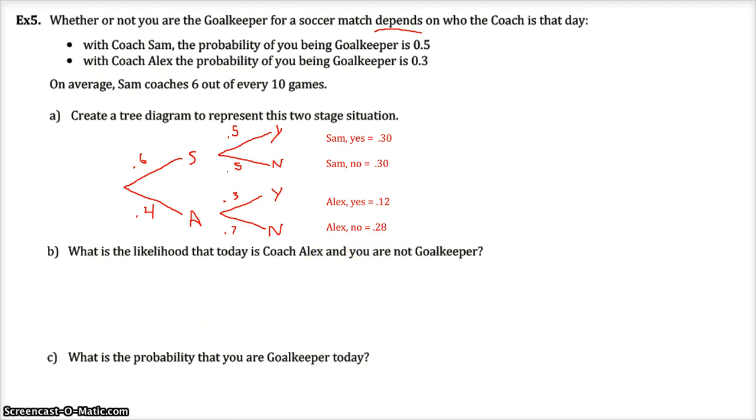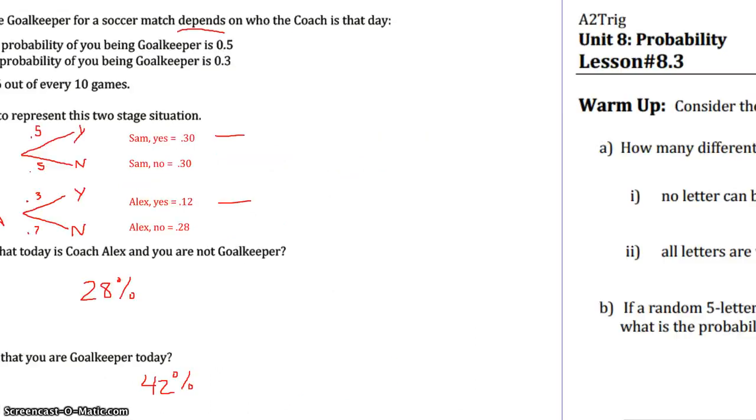And then again, once I've got all of that, these questions are no problem. What's the likelihood that today is Coach Alex, and you are not goalkeeper? So this is the Alex and no. This is 28%. You can just write it right there. Okay. What's the probability you are goalkeeper today? Well, that would be all of those plus all of those. This is 42%. There's a 42% chance you are goalkeeper. Some of that's with Alex, and some of that's with Sam.